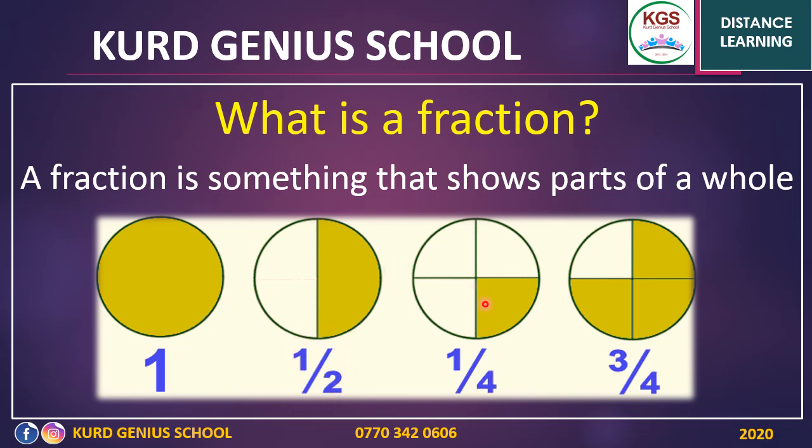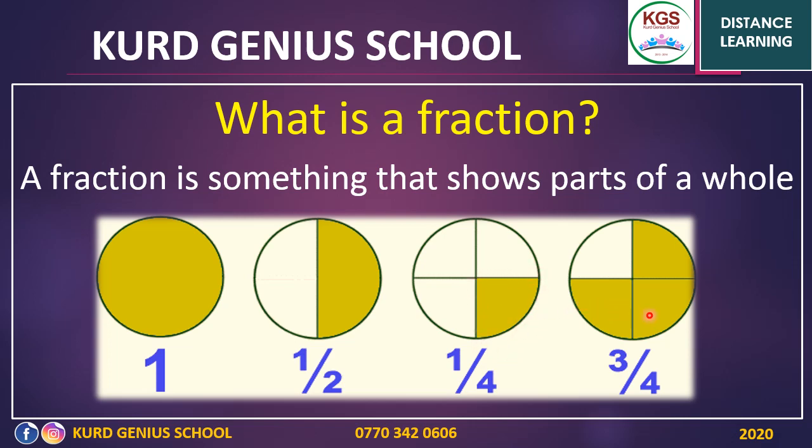Look at the third one. We have colored only one quarter. It looks like a clock, right? We have 1, 2, 3, 4. 4 parts, right? So how many parts do we have? We have 4. And we colored only one part of it. So we're gonna call it 1/4, because only 1/4 is colored.